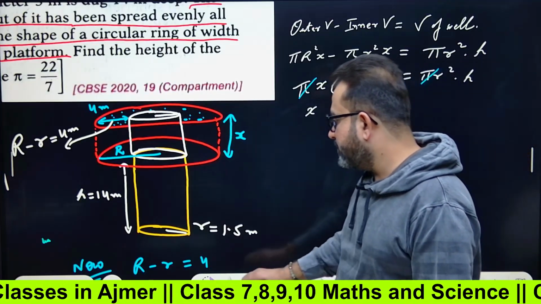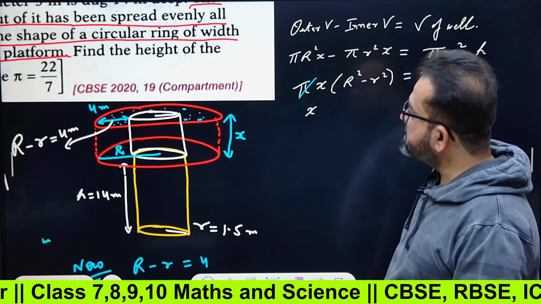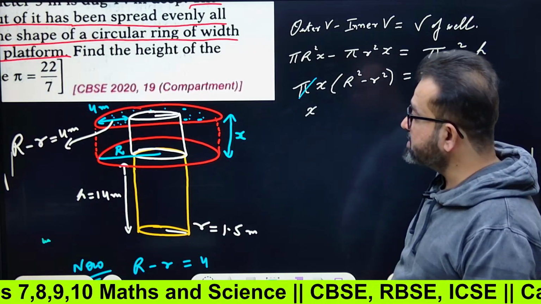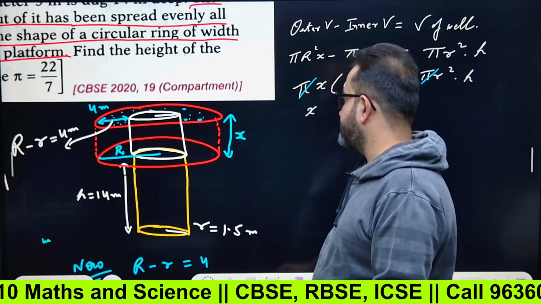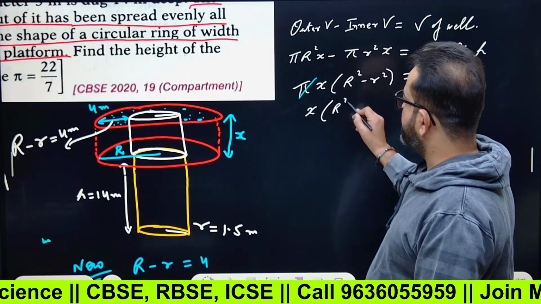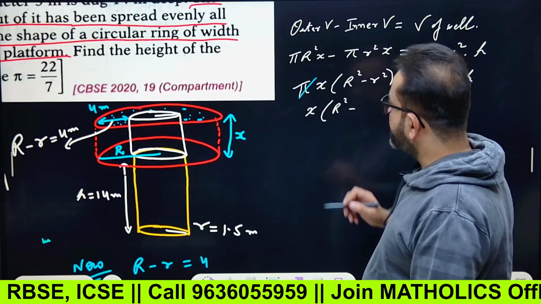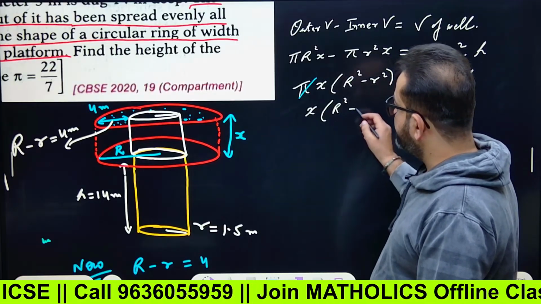Can we have the value of small r? What is small r actually? It is given as capital R square minus small r. What is small r? 1.5.